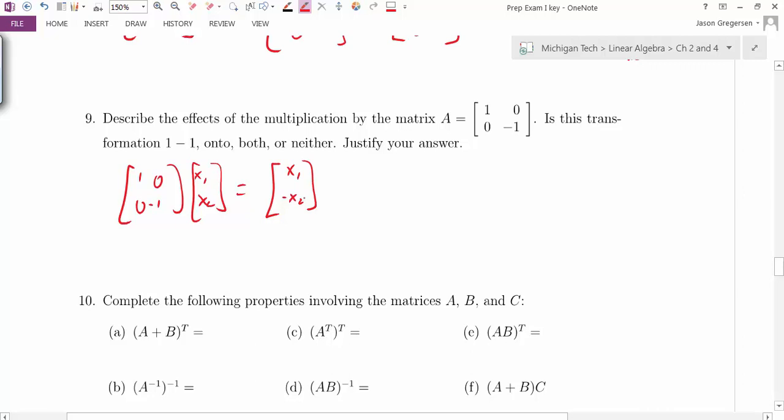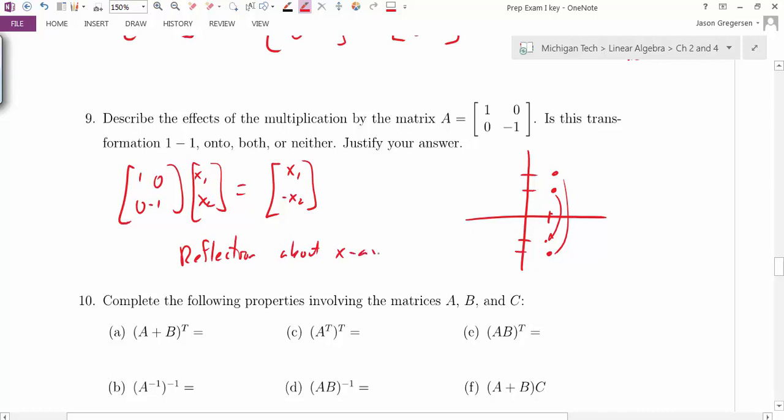All I'm doing here, when I put in points, if I put in the point 1, 2, for instance, it would map to the point 1, negative 2. If I do a little plot of that in R2, the point 1, 2 would map to 1, negative 2 down here. If I looked at the point 1, 1, it would map to 1, negative 1. So it looks like this is a reflection about the x-axis.